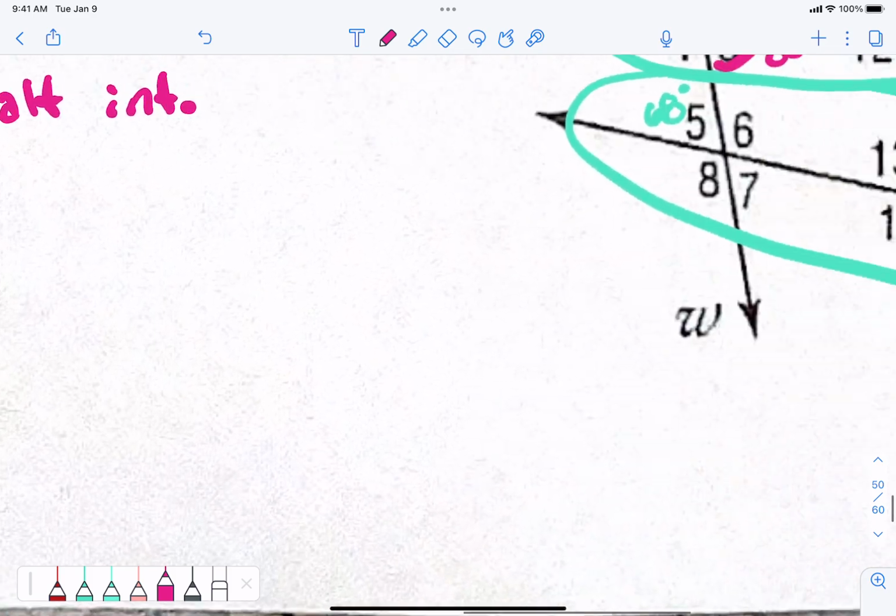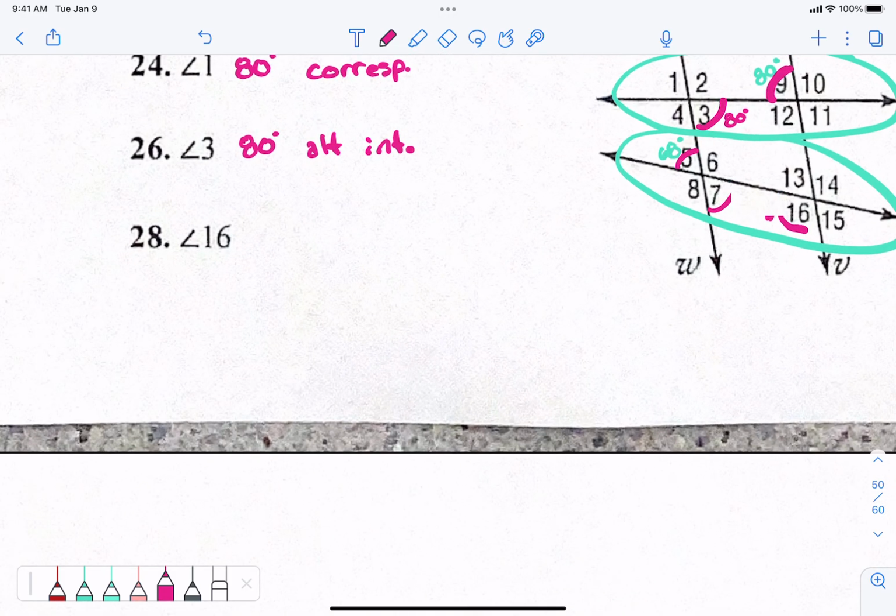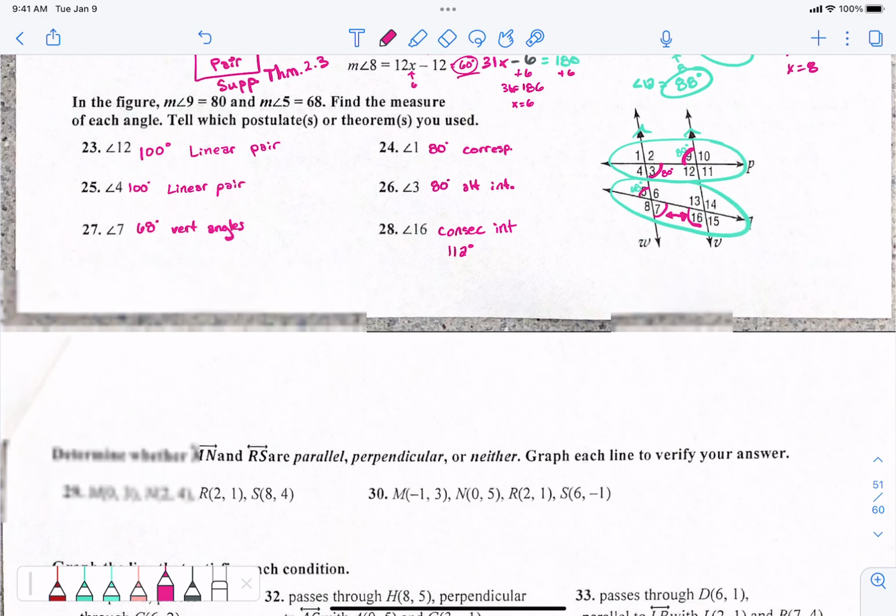Okay, and the last one is 16 in relationship to 5. Do we have 16 in relationship to 5? We have 16 in relationship to 7, though. That's not alternate interior or corresponding; those are consecutive interior. 7 and 16 are consecutive interior, which means they are supplementary: 68 from 180 is 112. So you can't go straight from angle 5 to angle 16, but you can go from 7 to 16. That'll work. We'll take it.